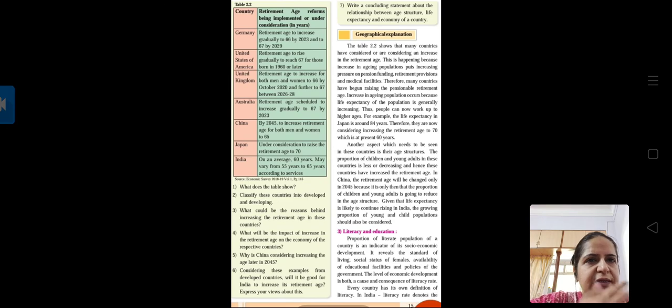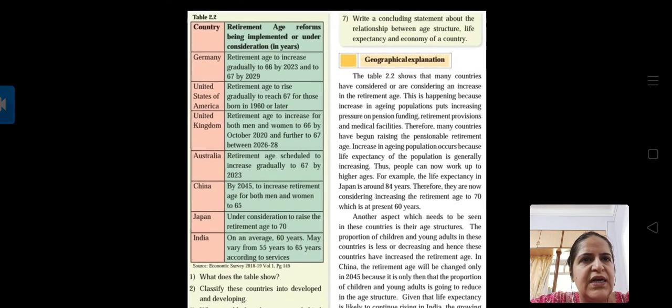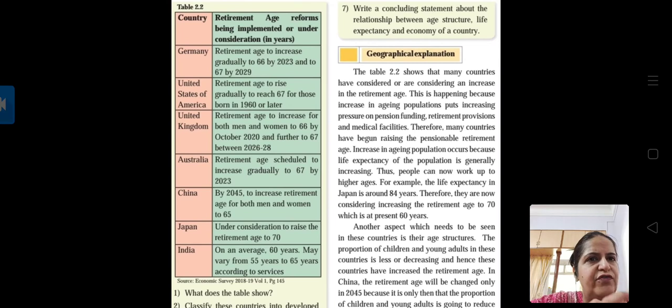Now, there is another table which shows country and retirement age reforms being implemented or under consideration. Germany, USA, United Kingdom, these are the strong countries. They have some power within them. They are economically strong. They are financially strong. They have all the strength. So these countries are mostly spoken about as examples, and their success stories are spoken of in and around the world. All of them have some retirement policies.